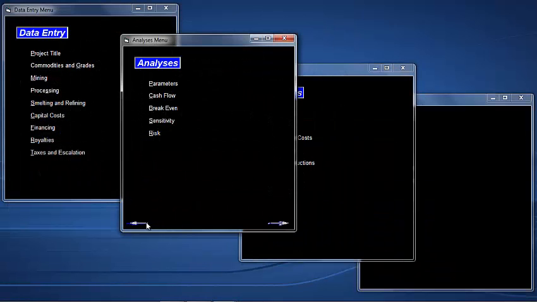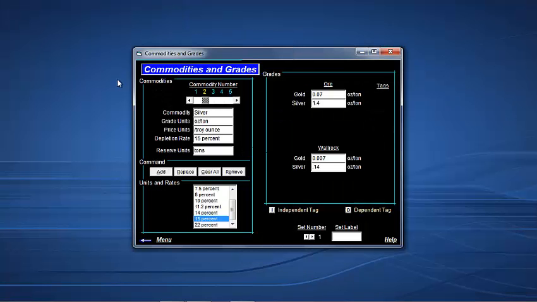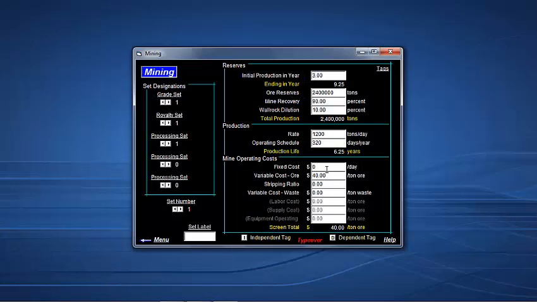The program is rather powerful in the analyses that it can do, so let's tag some variables for analysis. Let's look at the gold price. We'll adjust the gold grade and the waste rock grade for gold. We'll say that varies dependently with the gold grade. We'll include the operating cost for mining as an independent variable.